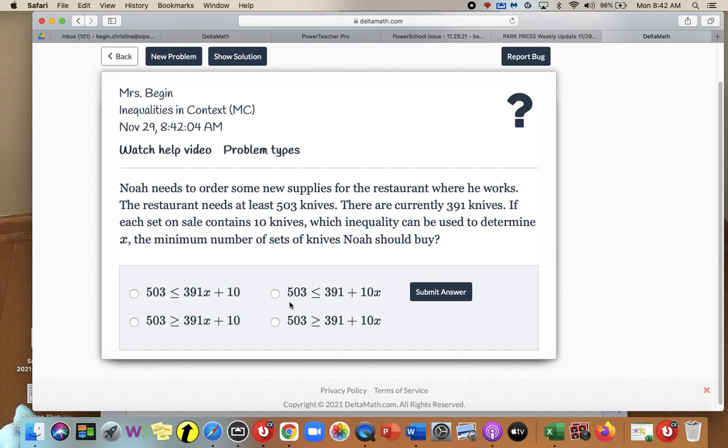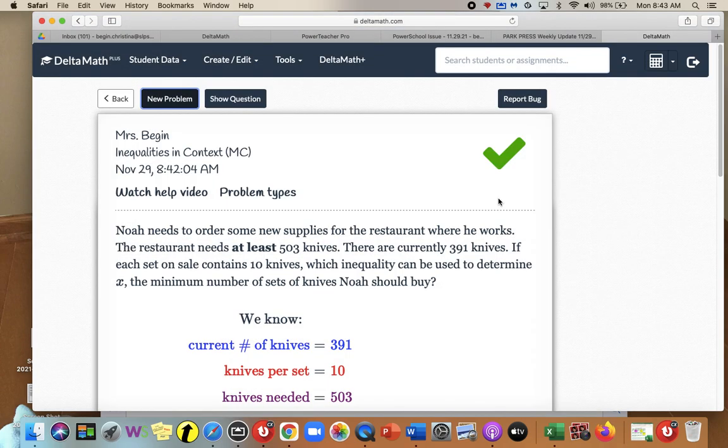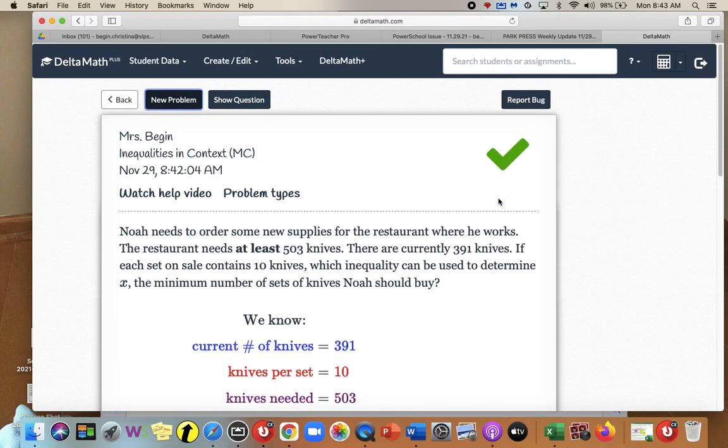Where does the X go? And there's 391 knives currently, and then each set on sale is 10 knives per set. So that, I think, is what's changing. The input would be the number of sets, so I'm looking at this one right here. Let's try that, if it would click. There we go. Okay, let's try one more.